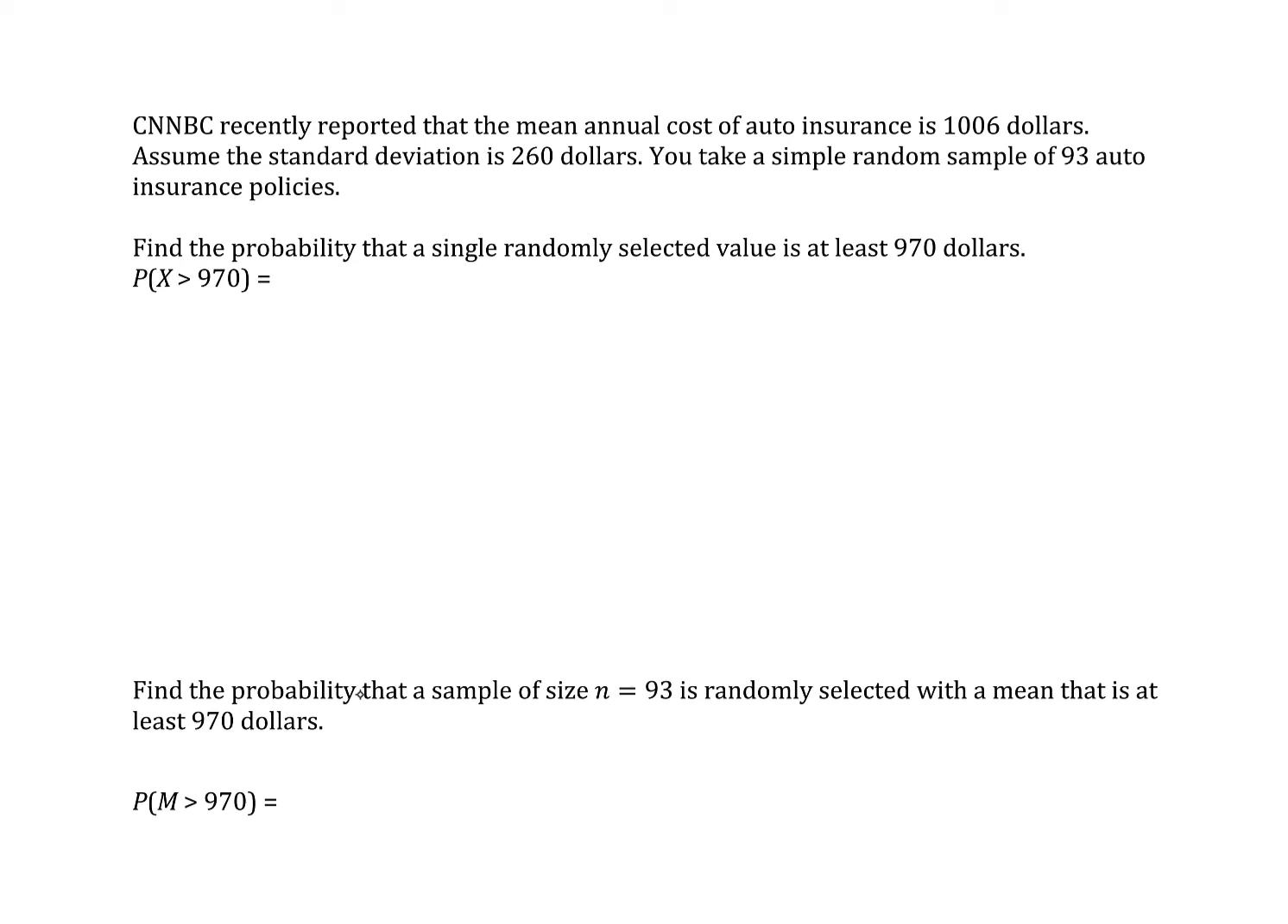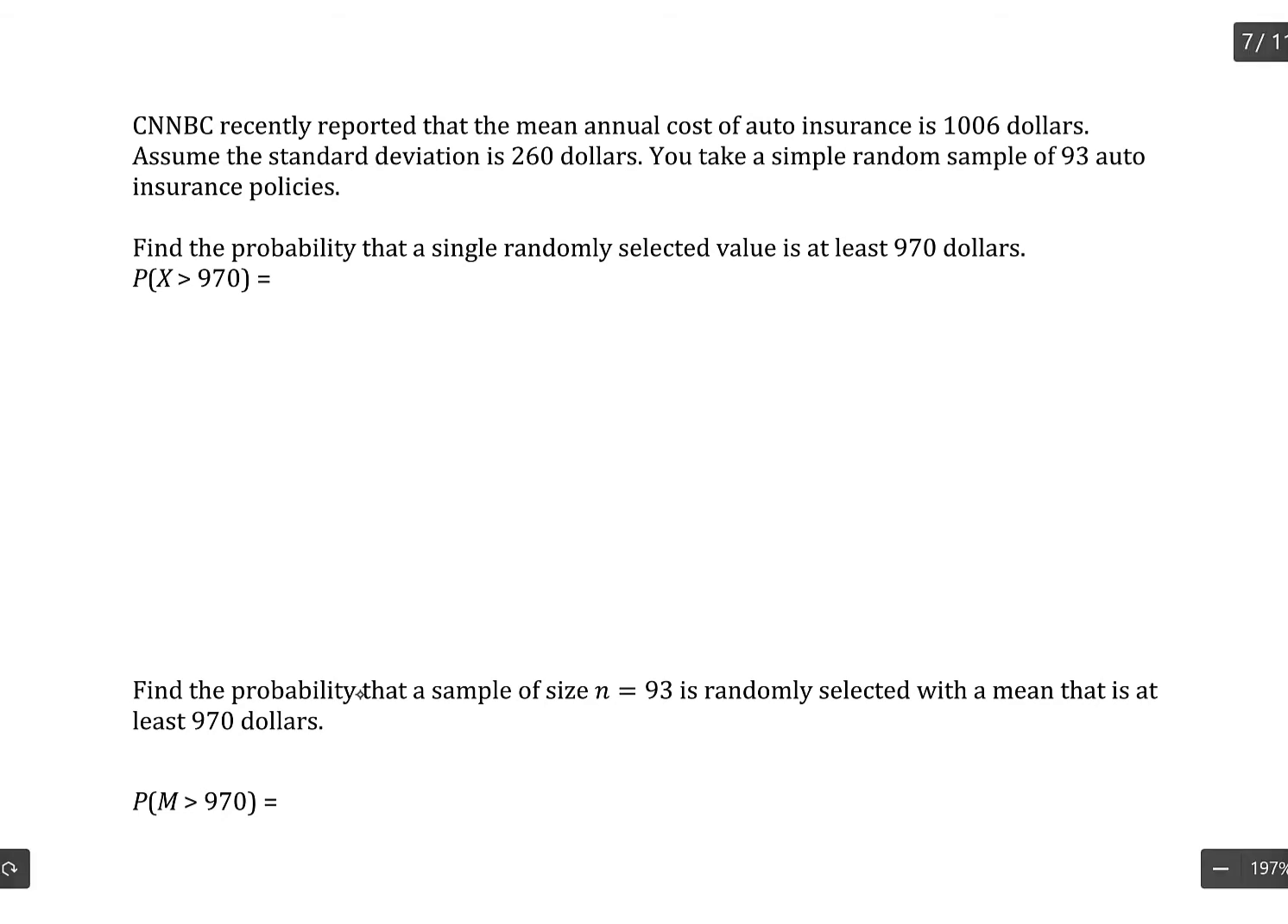CNBC recently reported that the mean annual cost of auto insurance is $1,006. Assume the standard deviation is $260. You take a simple random sample of 93 auto insurance policies. Find the probability that a single randomly selected value is at least $970.